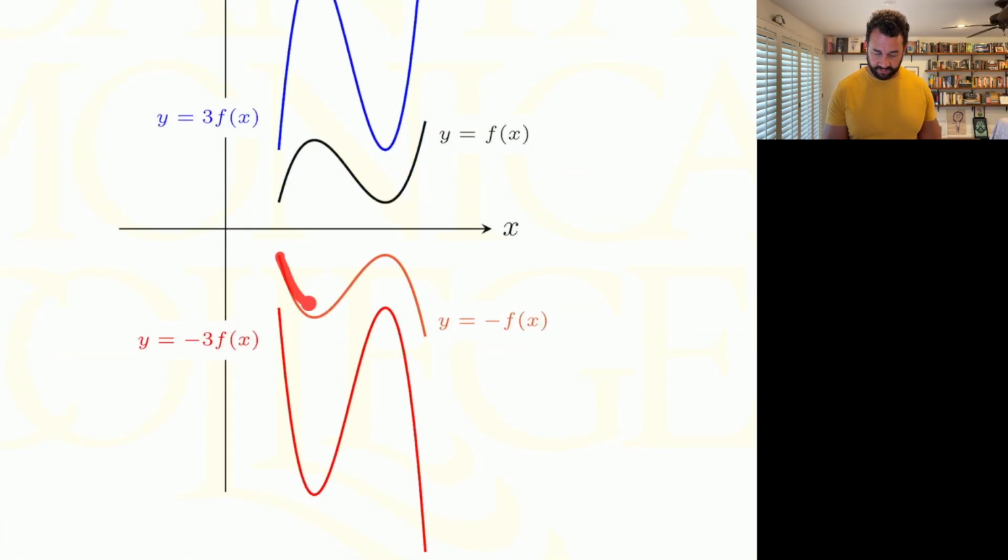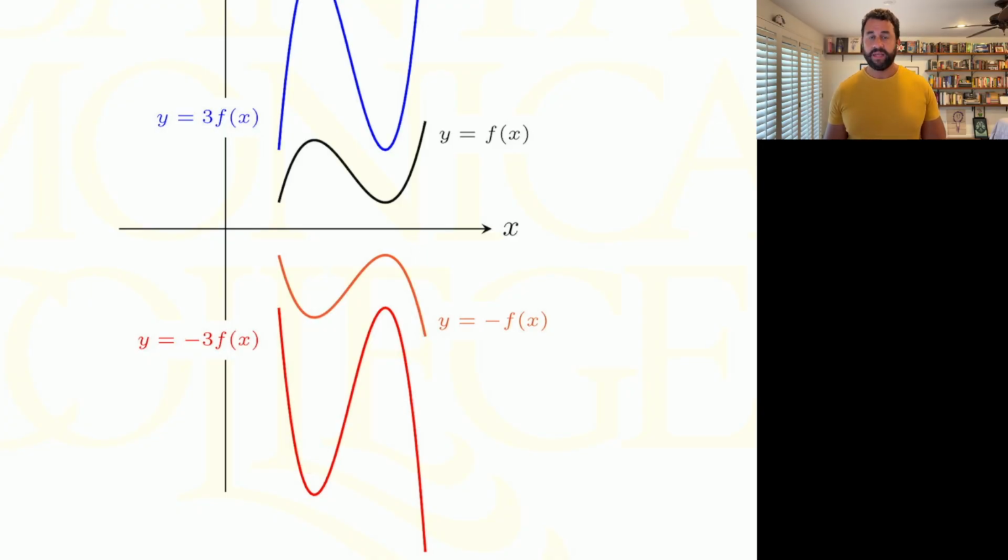Here, I've got a vertical reflection. I took f of x and changed the sign of every one of those outputs. That literally gives you a vertical reflection. Everything reflects across the x-axis. And you can combine these ideas, so you could reflect and stretch. Here I actually have the graph of y equals -3 f of x. So not only did I reflect, but I also stretched.